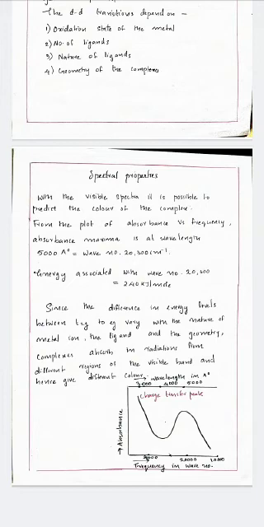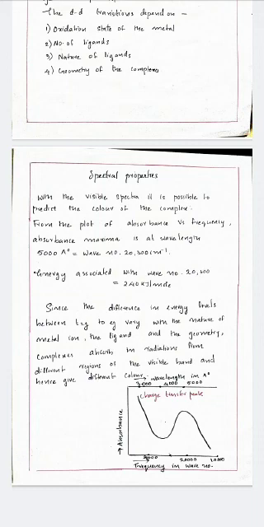Energy associated with this wave number is given as 240 kilojoule per mole. Since the difference in energy levels between t2g and eg varies with the nature of the metal ion, the ligand and the geometry, the complex absorbs radiation from different regions of the visible band, and hence it gives different colors.